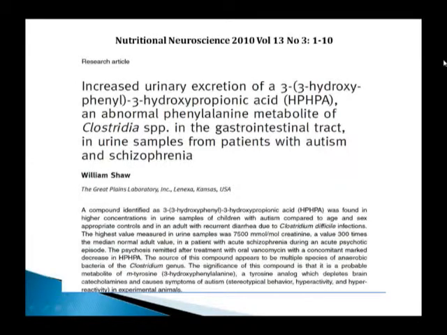This is an article that Dr. Shaw wrote back in 2010. His primary research was on the HPHPA chemical, 3,3-hydroxyphenyl-3-hydroxypropanoic acid, which is a byproduct of Clostridia bacteria in the gut. In this paper, he was looking at urine samples in patients with autism and schizophrenia.